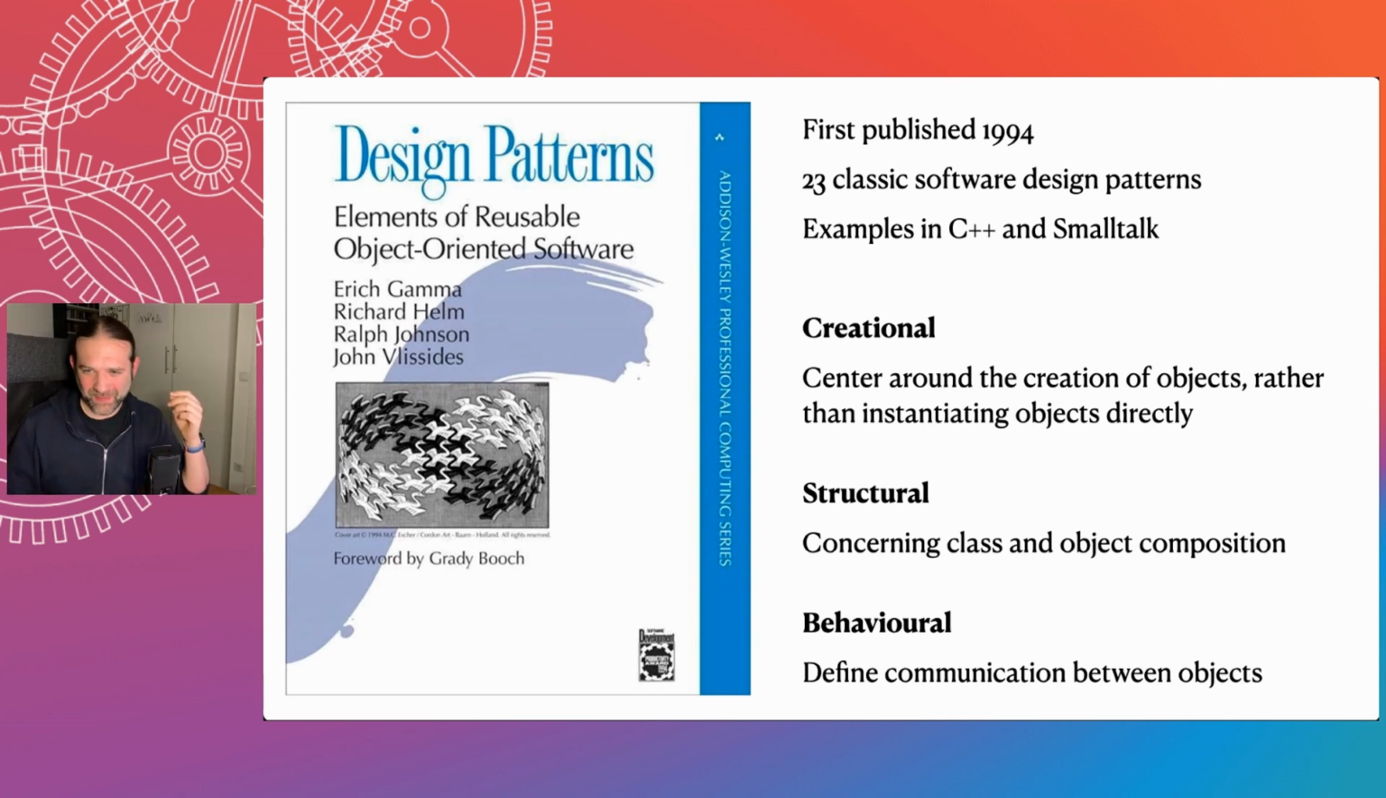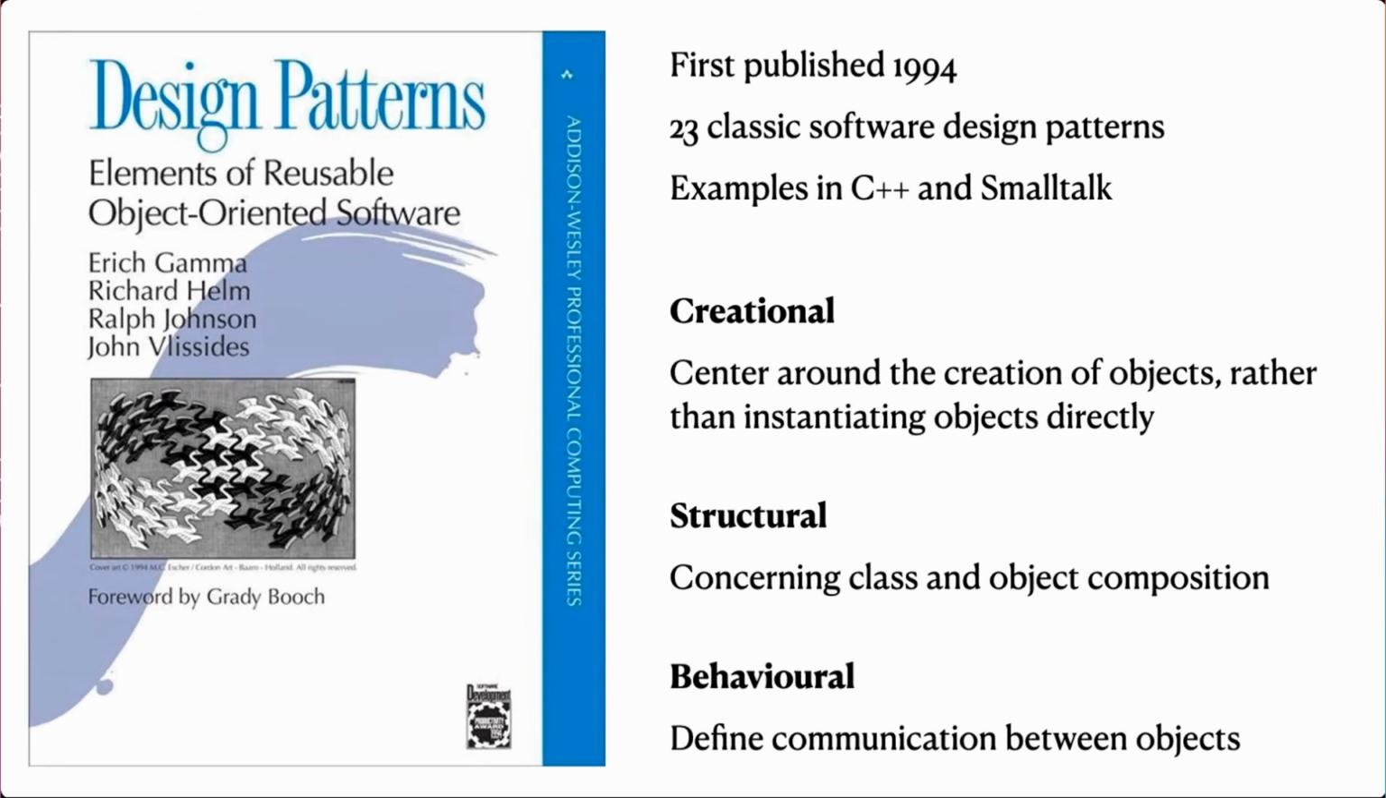The book splits up design patterns into 3 categories. First, there are creational design patterns. They center around the creation of objects rather than instantiating objects directly. There are structural design patterns. They are concerned with class and object composition. And last but not least, there are behavioral design patterns, which define communication between objects. There's one behavioral design pattern that you should know when you're developing Rust, which is the iterator. So iterator is a classical design pattern, and here you can see how they hold up in Rust.